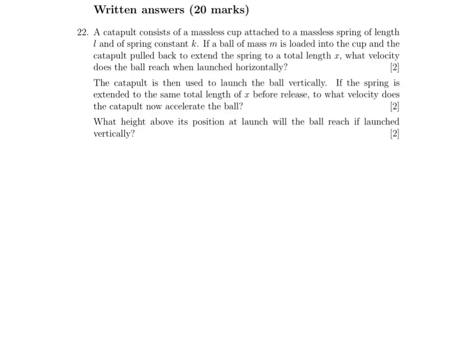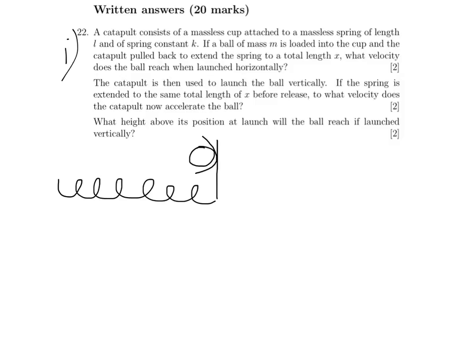So first of our written answers now, and it's got 3 parts to it. We're just going to have a look at part 1, where we're trying to find the velocity that the ball is launched horizontally. Now we've got this catapult, so I'm going to draw a quick picture of how I visualised it. So there's the spring, and there's the massless cup, and there's the mass sitting in the massless cup, and it has initially a length of L.